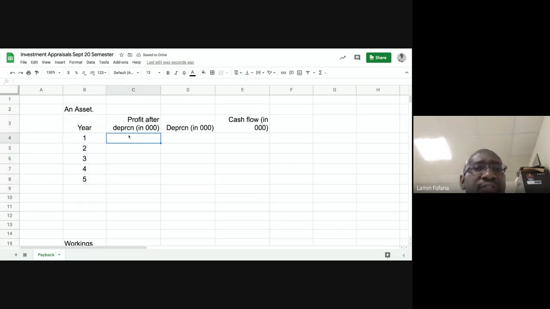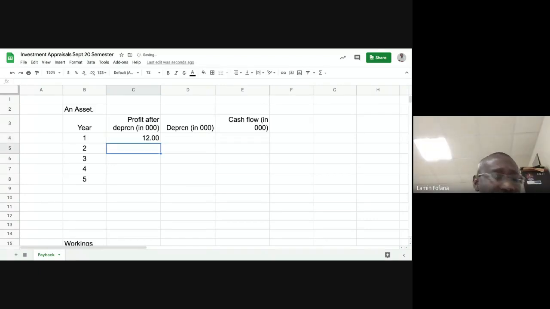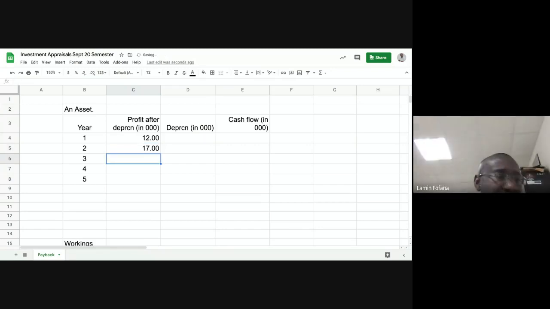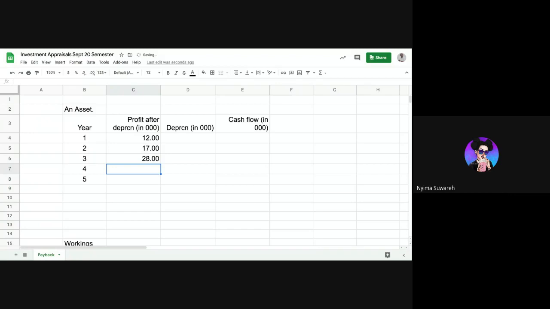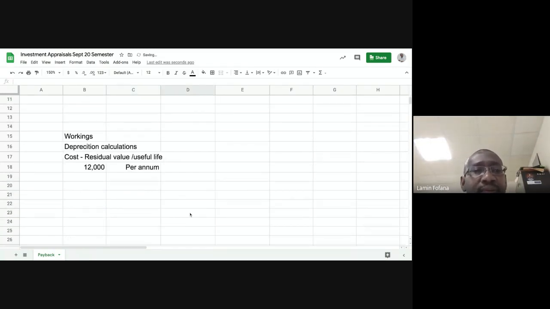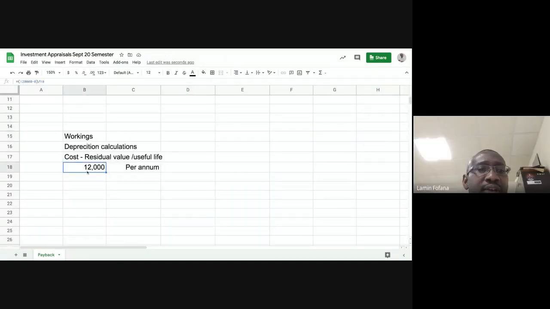Okay, so what's the profit after depreciation in year 1? Give me quickly, please. 12,000. 17. 28. 37. And 8. Excellent. Okay, what about our depreciation? Depreciation is 12,000. We've already calculated our depreciation here, 12,000.